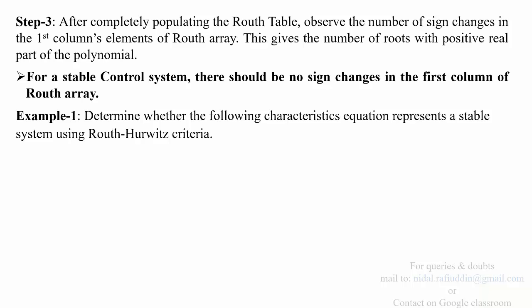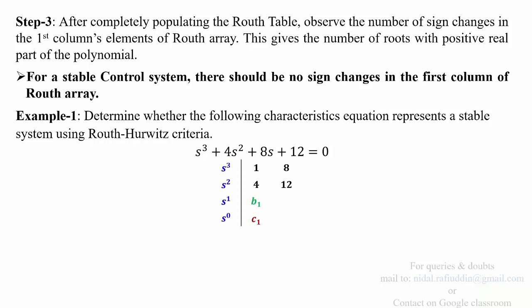Now let's try to do the first example. Determine whether this following characteristic equation represents a stable system using Routh Hurwitz criteria. So we look at this equation, we see that this particular equation satisfies the 2 necessary conditions, since it has all the coefficients with same sign, positive, and moreover there are no coefficients that are missing. Thus the two necessary conditions are satisfied, and now we move towards applying the sufficient condition, that is Routh Hurwitz criteria. And for this we'll be forming the Routh table given in this manner.